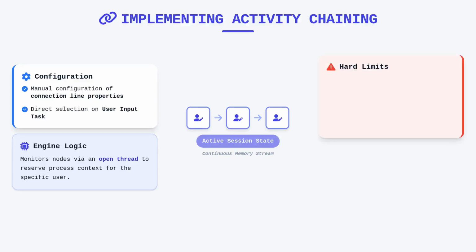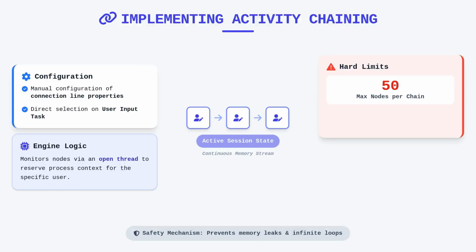the platform. There is a hard limit of 50 nodes in an activity chain, which is a built-in safety mechanism designed to prevent memory leaks and infinite loops. If you attempt to chain more than 50 nodes, the process will fail to trigger the subsequent tasks in the chain, leading to a broken user experience.